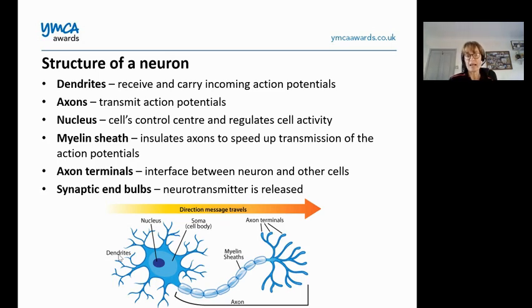The terminals, the axon terminals, is where you have that interface between the neuron and another kind of cell that can vary. And our synaptic end bulbs is those neurotransmitters. And I hope you can remember that for the sympathetic system, we've got our adrenaline and our noradrenaline, and for our parasympathetic, we've got our acetylcholine. Had to think there for a minute.